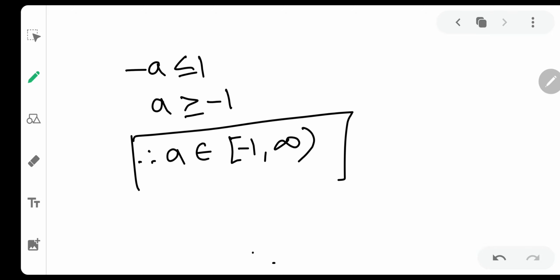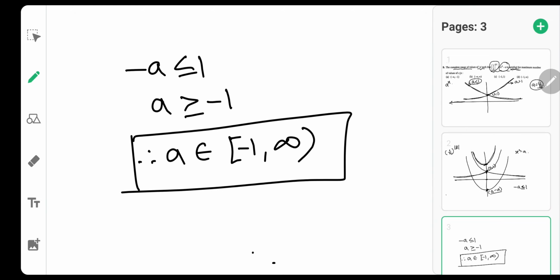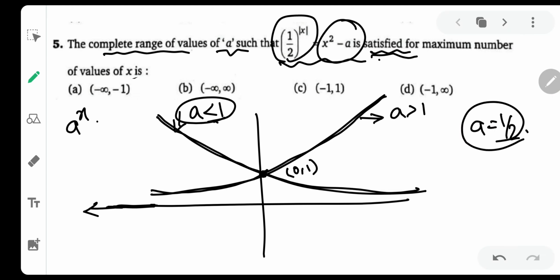So a is greater than or equal to minus 1. Therefore a belongs to minus 1 to infinity. Minus 1 included, infinity excluded. So our correct option has to be minus 1 to infinity, which is option D.